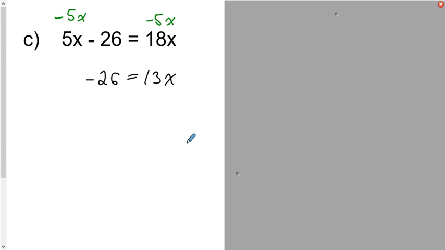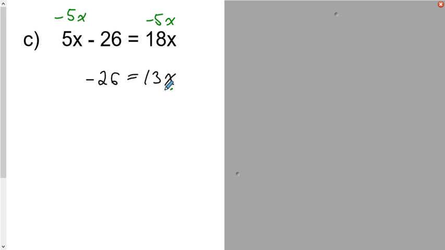So that's a tricky step, deciding, okay, I'm going to get all of the x terms over on one side, all the regular numbers over on the other side. What's the easiest step to do that? I just get rid of the x's on the left, so I only have my regular numbers there, and then I only have my x's on my right-hand side. Now, 18x and 5x are like terms. That's why we could subtract them.